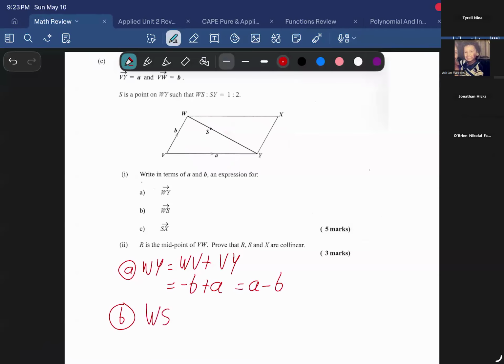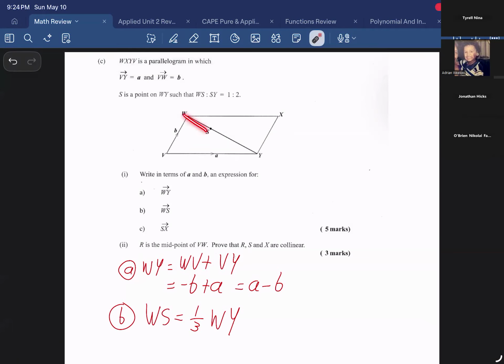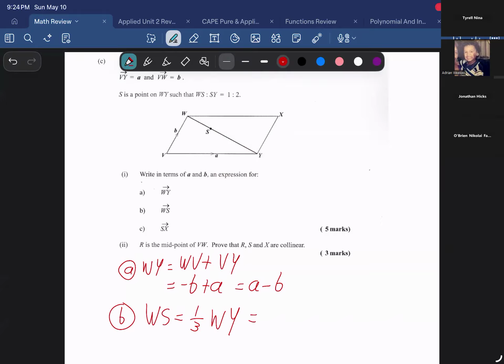WS is equal to a third of WY. How did I get a third? Because if this is one section here and this is two sections here, then this whole thing is 3. So WS would be a third of WY, which is a third of A minus B.